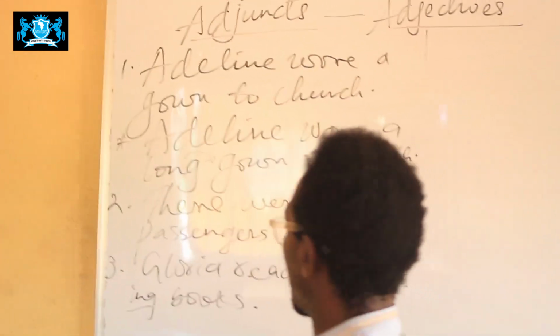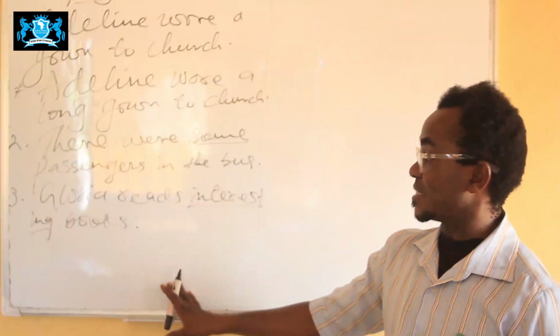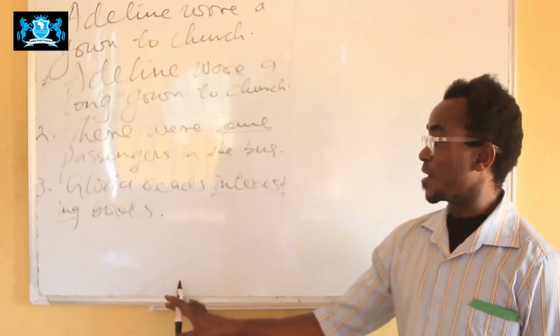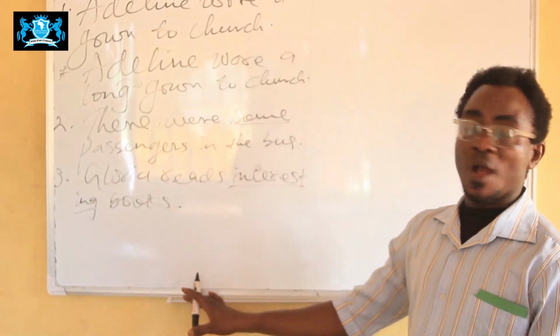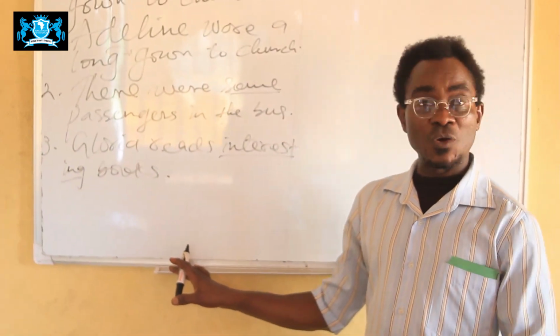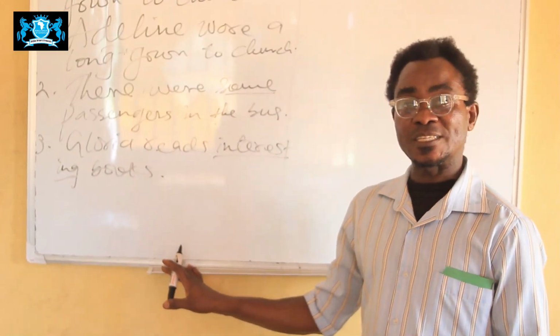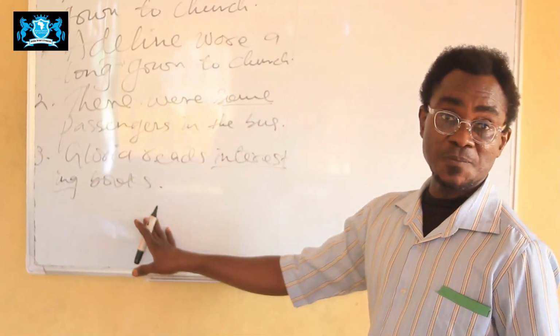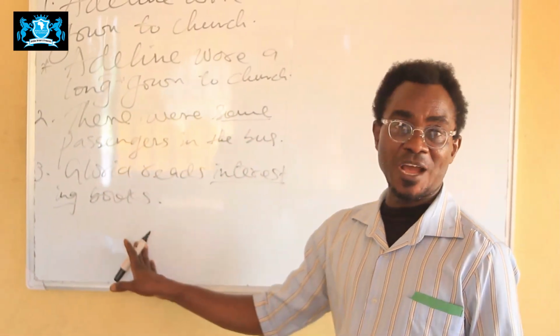It says, Gloria reads interesting books. So, what kind of books does Gloria read? We say she reads interesting books. So interesting here qualifies books.